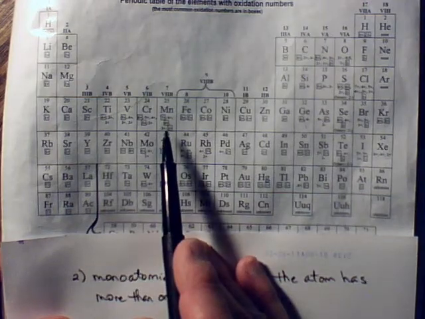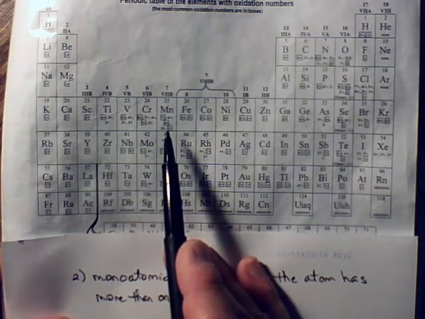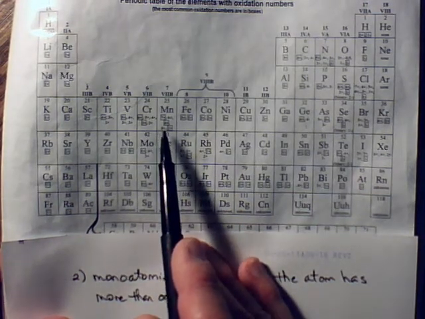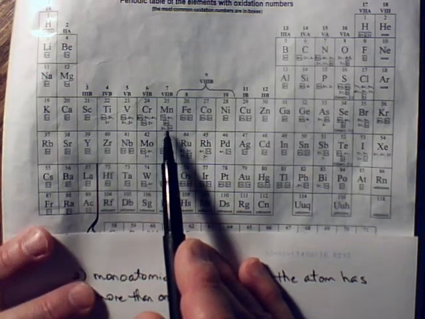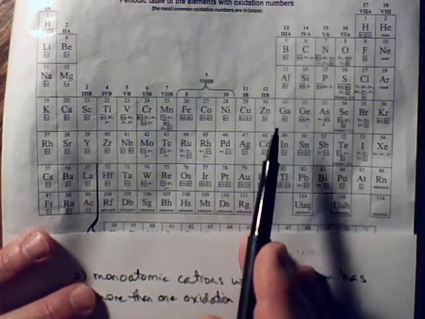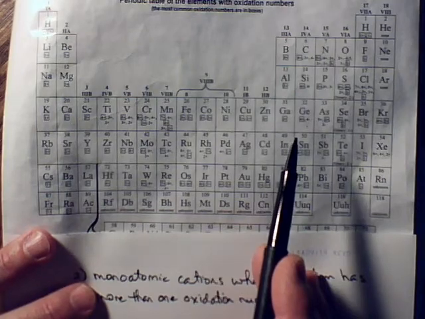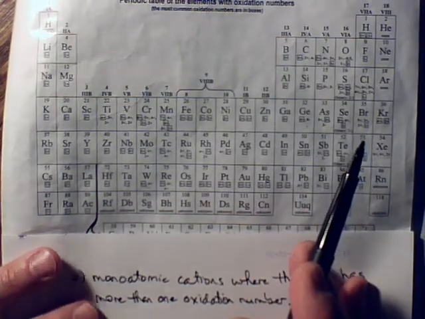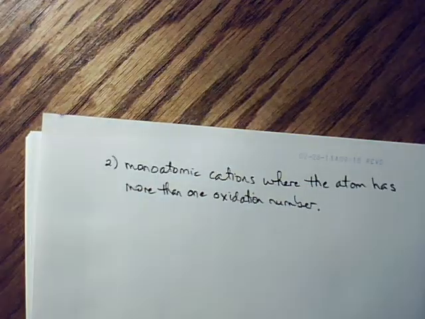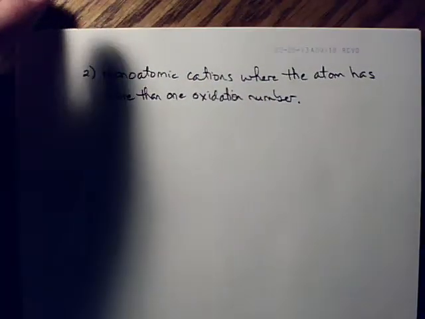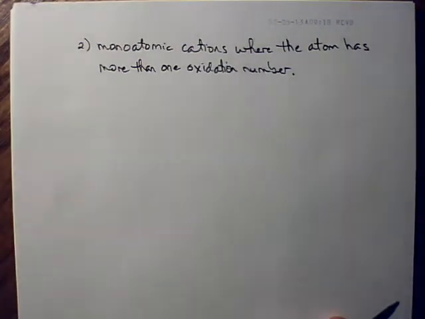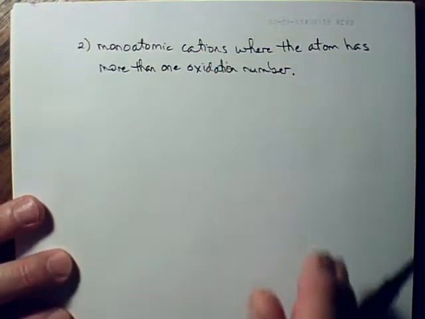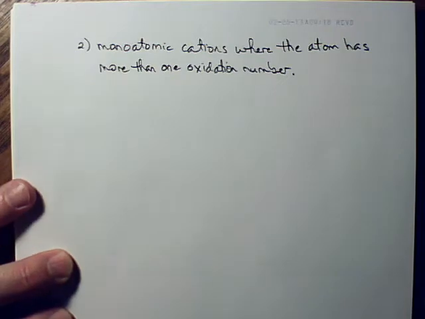How about these up here? My gracious alive. How many oxidation numbers have you got up here? Five of them. Okay, all right, now. When we have a monoatomic cation where the atom has more than one oxidation number, there's a different rule that applies, okay?